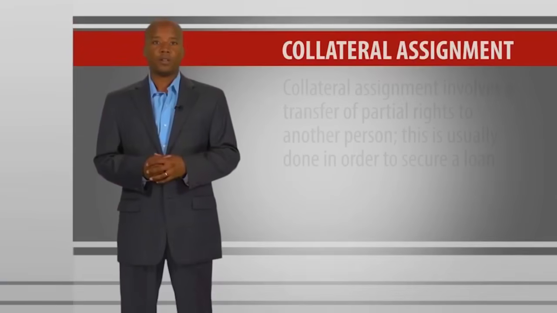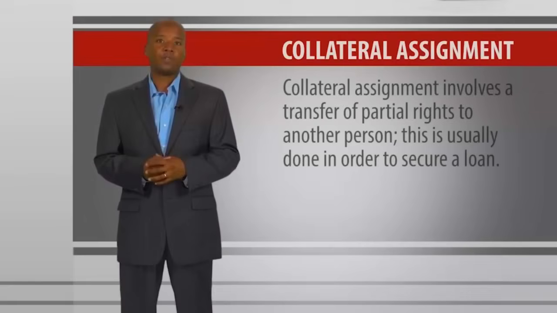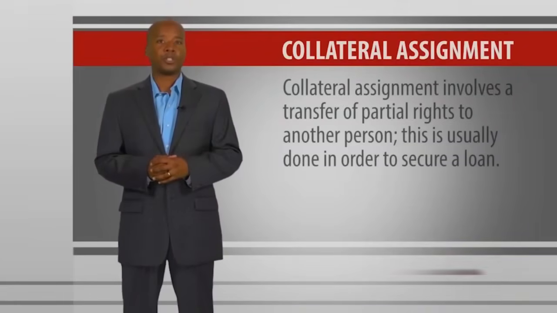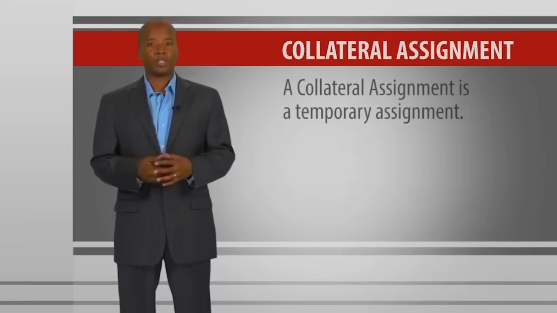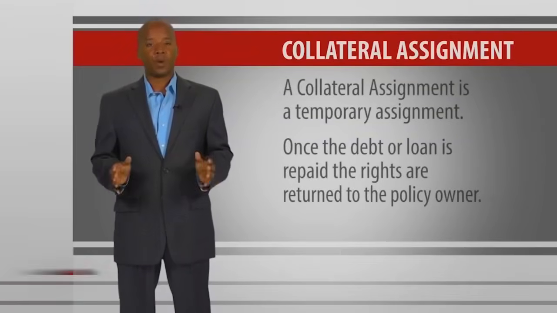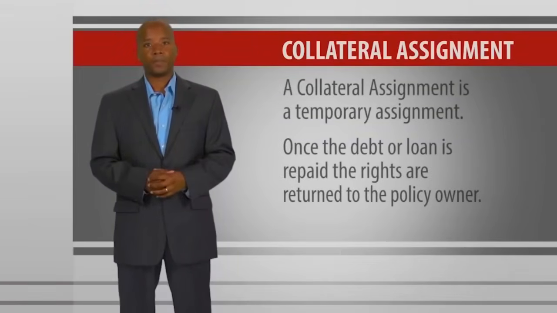Collateral assignment. Collateral assignment involves a transfer of partial rights to another person. This is usually done in order to secure a loan. A collateral assignment is a temporary assignment. Once the debtor loan is repaid, the rights are returned to the policy owner.